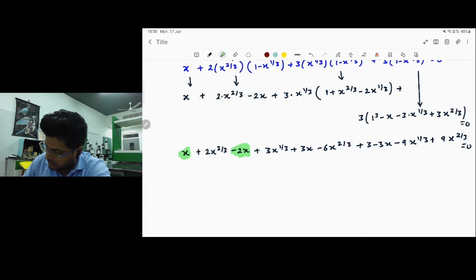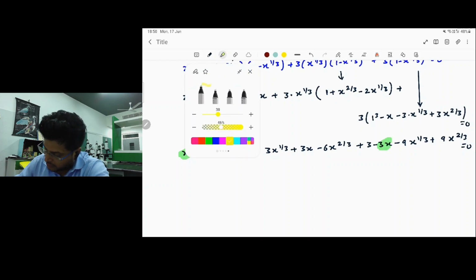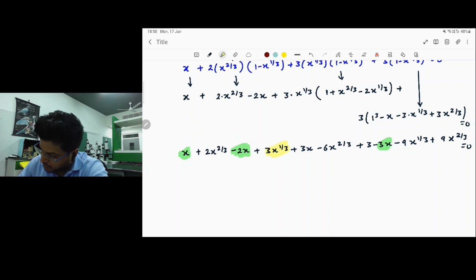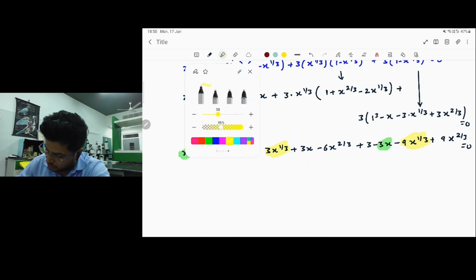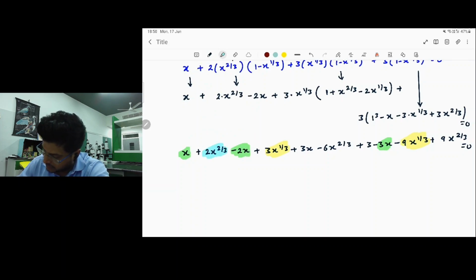Now the time has come that we highlight who all are of same type. So x minus 2x minus 3x. Then with yellow we can highlight 1 by 3. So x power 1 by 3. This is 1 by 3. Anything else 1 by 3? No. Then highlight 2 by 3. So 2 by 3, let's say, is this color, this color, this color. And with green we can highlight this also.